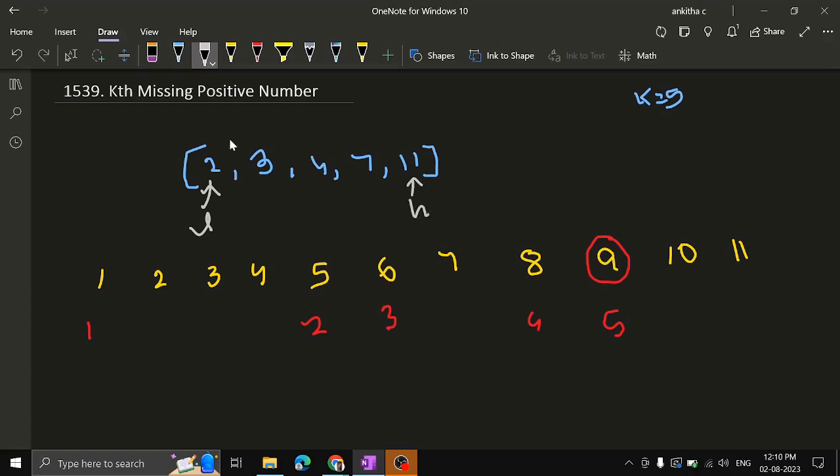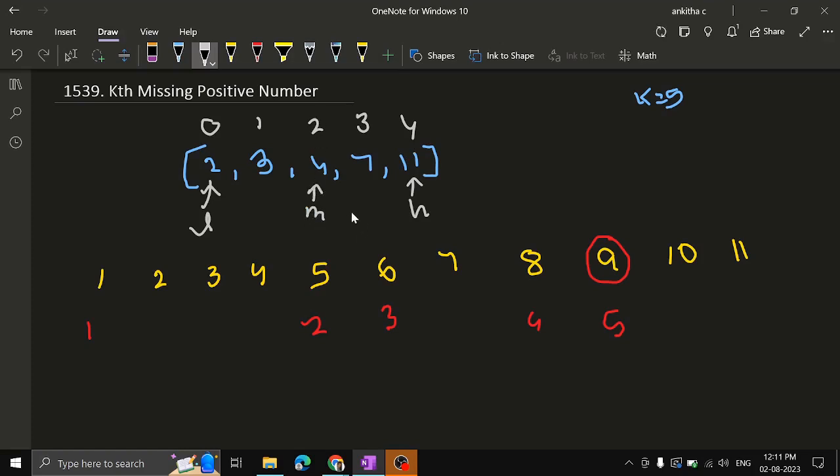I'll mark the indices. Low means it's not pointing to the element, it's pointing to the particular index. So this is 0, 1, 2, 3, 4. The corresponding indices: low equal to 0 and high equal to 4 initially. And we have to compute the mid. What is mid? 0 plus 4 by 2 will be 2, so it will point here, to the second index.